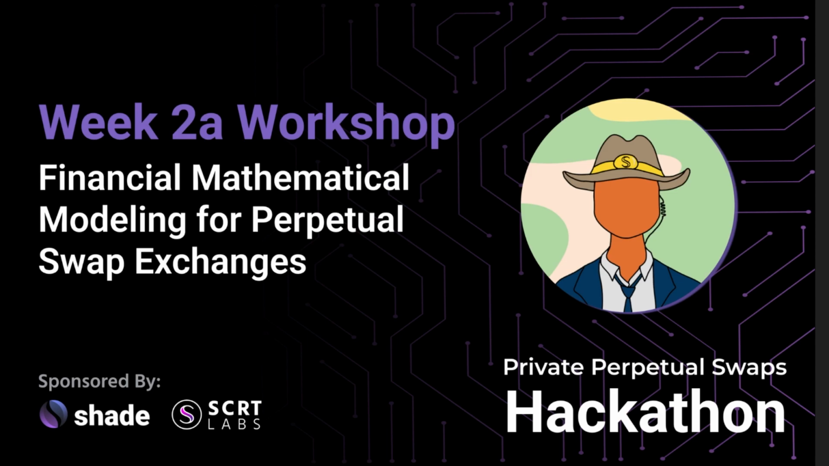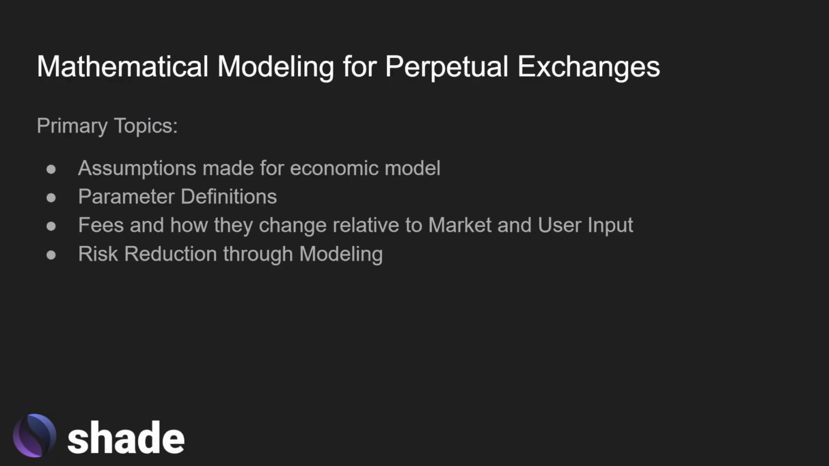So we're going to be talking about three primary topics today, and I'll briefly be touching on one additional topic at the end. The three primary topics are assumptions made for economic models, some parameter definitions, and fees and fee structures and how they change relative to market and user input. During that fee discussion, we'll talk about the three main types of fees that are important to maintaining delta neutrality or encouraging delta neutrality for net open interest. And we'll briefly touch on risk reduction through modeling.